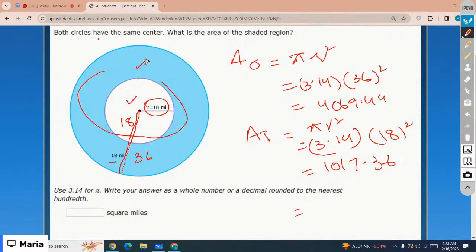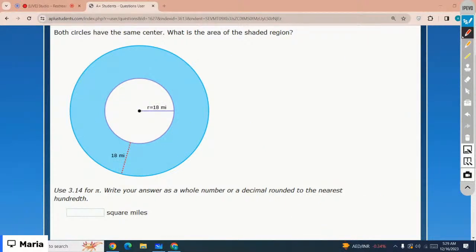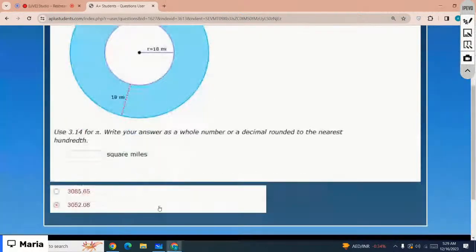So for the area of the colored region only, subtract the area of the smaller portion out of the greater one. So that is 4069.44 minus 1017.36, right? So that is 3052.08. The correct option is 3052.08. That is option number 2 is the correct option, right?